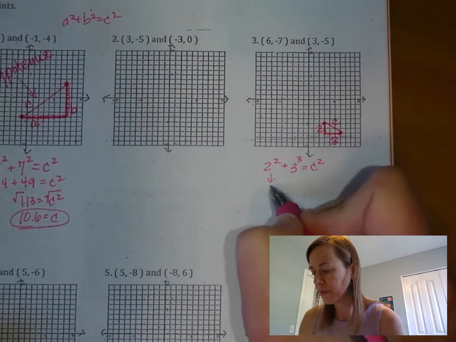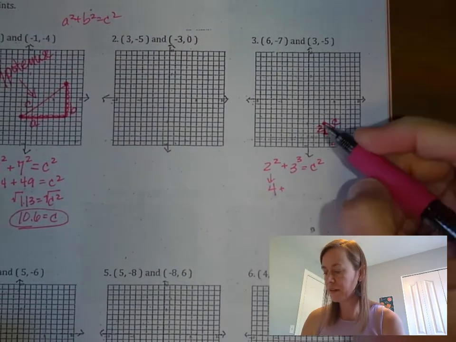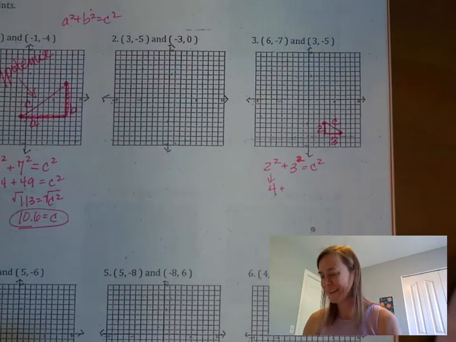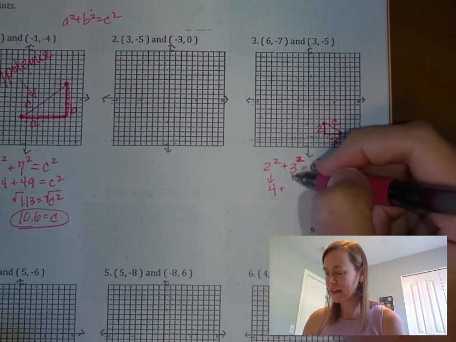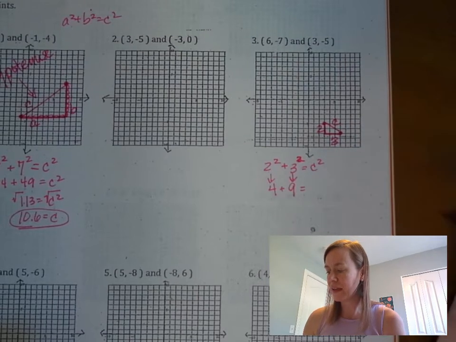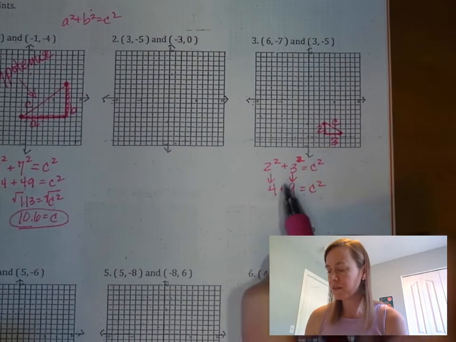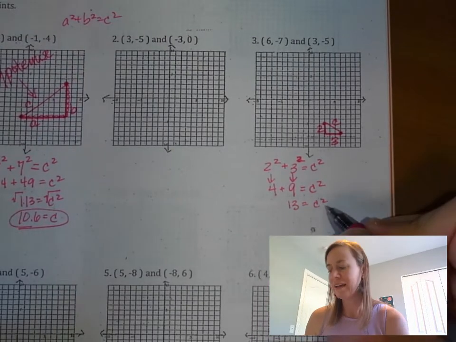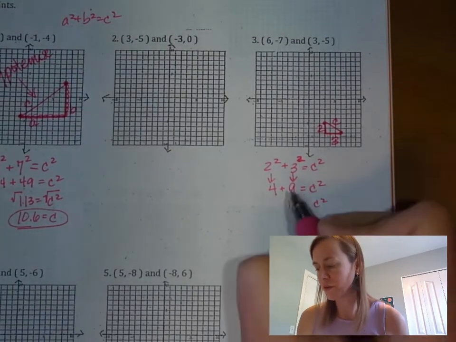So 2 squared simplifies to 4. 3, oh, I wrote 3 cubed. Silly me. It should be squared. You guys know that. So 3 squared simplifies to 9 and equals C squared. So 4 plus 9, that's just going to be 13 equals C squared. Now to get that C by itself, we have to square root both sides.